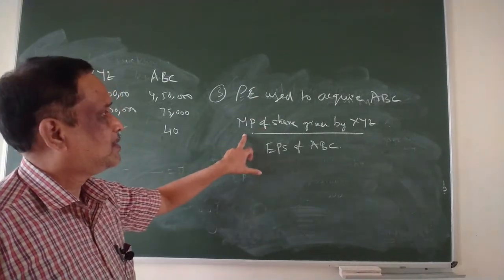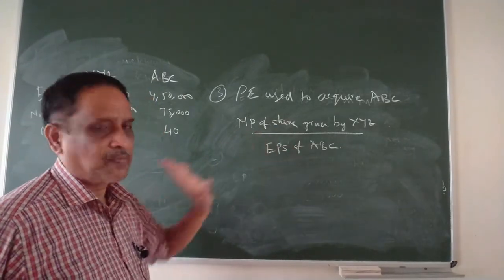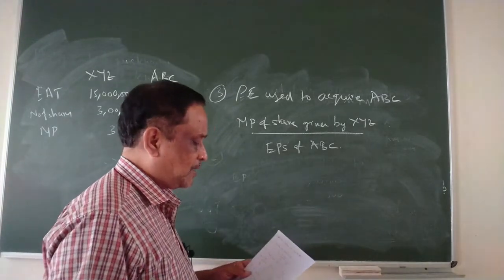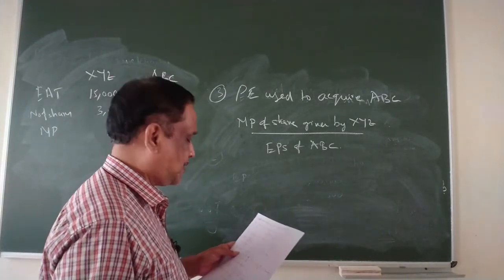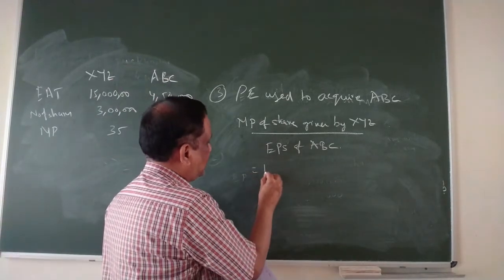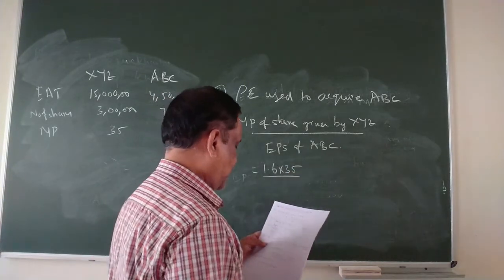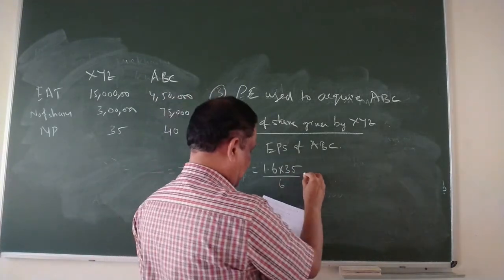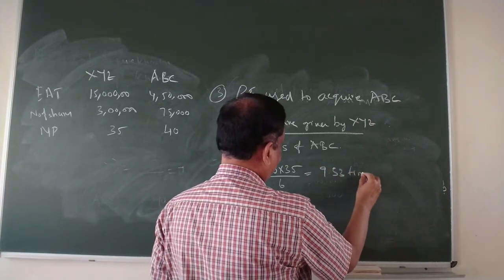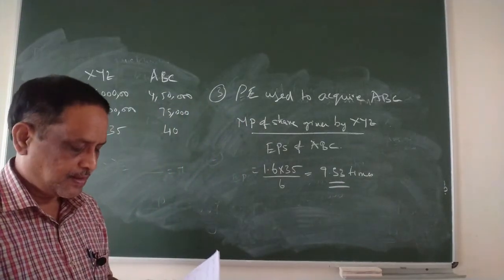In this case, if it were 1 share, you would take the share price of ABC. But here they are giving 1.6 shares of XYZ, so that should be taken. That will be 1.6 into 35 divided by 6. This will be 9.33 times. The meaning is they are paying more to buy the company.